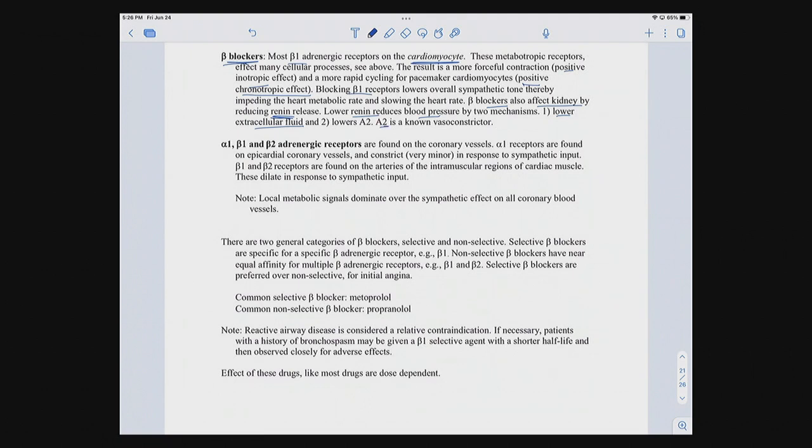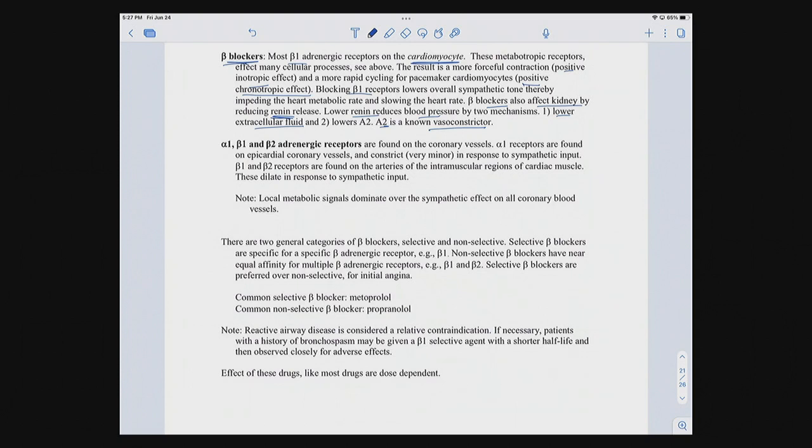Also, angiotensin II is a known vasoconstrictor, so anything that causes me to lower A2 means then I'm also going to be having a lower blood pressure. So again, you're wanting to block all of this. Again, the theme here is just keeping the blood pressure low and making sure that the heart doesn't go beyond its blood supply.